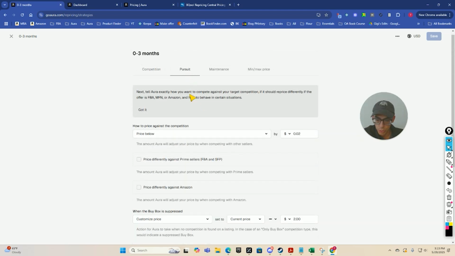Now, I'm going to go over to the pursuit. What's going to happen is once we are pricing against the competition to win the buy box, we're going to undercut by 2 cents. So in other words, the goal is to win the buy box. We're going to continue to undercut somebody by 2 cents until we're able to get the buy box. And that's what we have set up there. Now, why 2 cents?